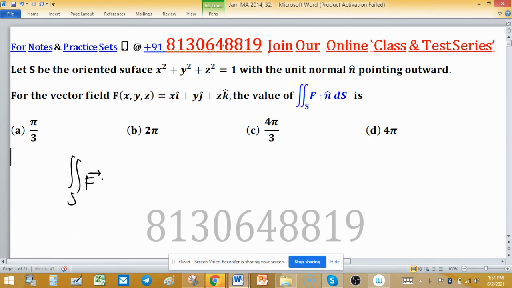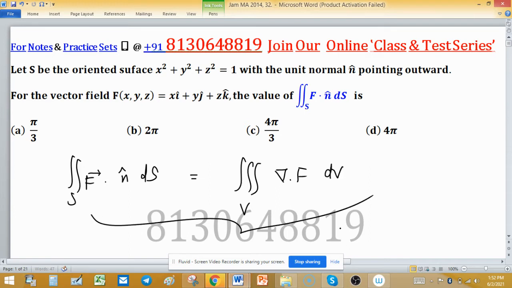of F, normally I am writing either f or f vector, so you can understand this is a vector quantity, dS is equal to the volume integral over V of the divergence of F. This is the divergence theorem. The divergence theorem says that the flux of a vector field through a surface is equal to the volume integral of the divergence of F under the surface.